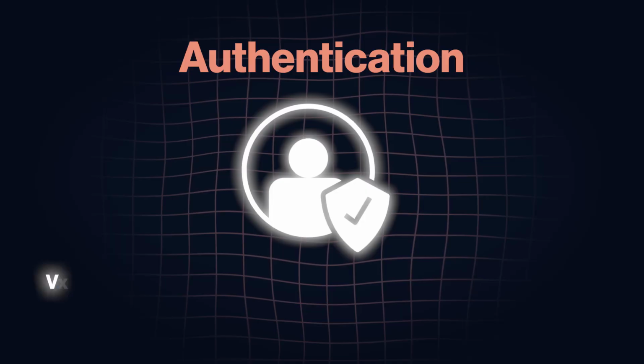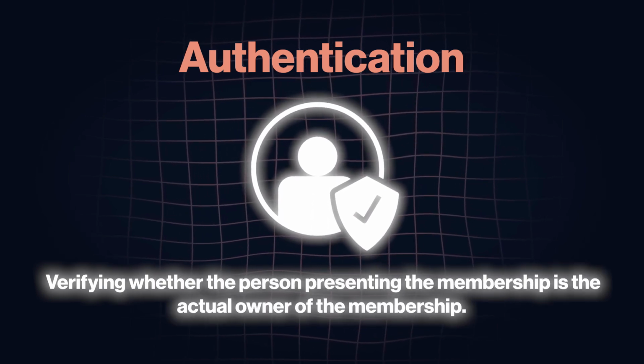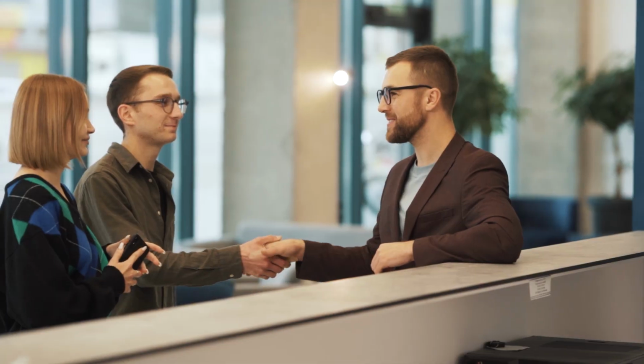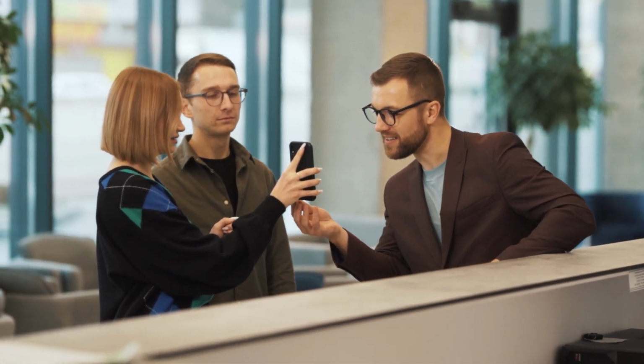The second part of validation is authentication, which is essentially verifying that the person presenting the membership is the actual owner of the membership. Typically, this will be done by checking the photo ID of the member presenting the membership, or in the case of our digital membership cards, checking the profile photo that's on the digital card. There we go. That wasn't too hard. So remember, to fully validate a membership, you need to check both the authorization and the authentication. Those two components come together to validate the membership.